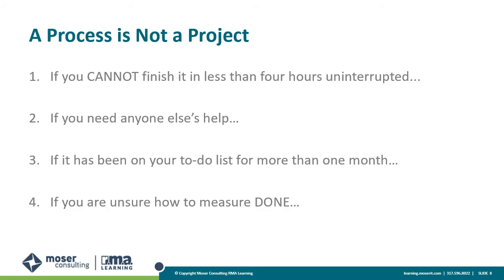Here are 4 criteria that are processes, not projects. If you can't finish anything in less than 4 hours uninterrupted, you're probably actually working on a process, not a project. If you need a bunch of people's help to finish the work, you're likely working with a process. If it has been on your to-do list forever and you have never looked at it, it's probably a process. And if you're really not sure what you're going to get at the end of this project, it's actually a process.